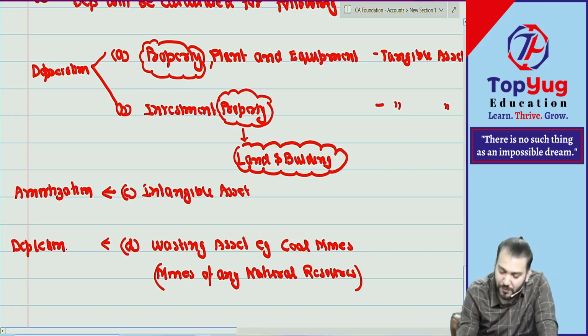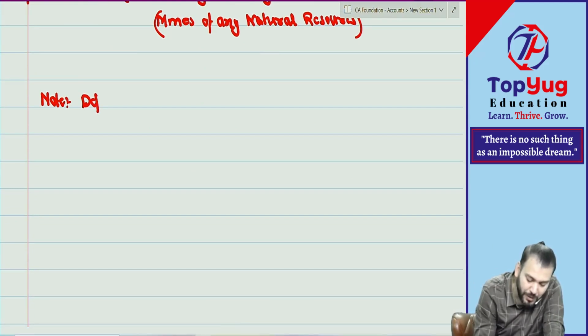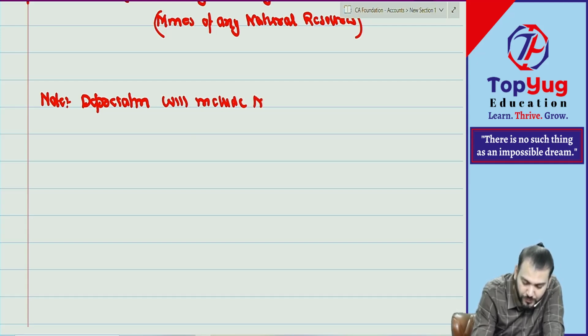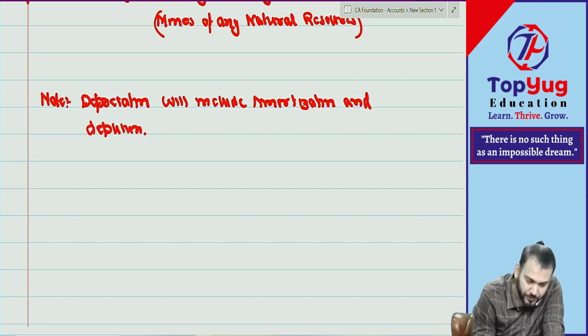Means whenever in this chapter I use depreciation, it will include what? Depreciation will include amortization and depletion. Simple. Correct. Got it.